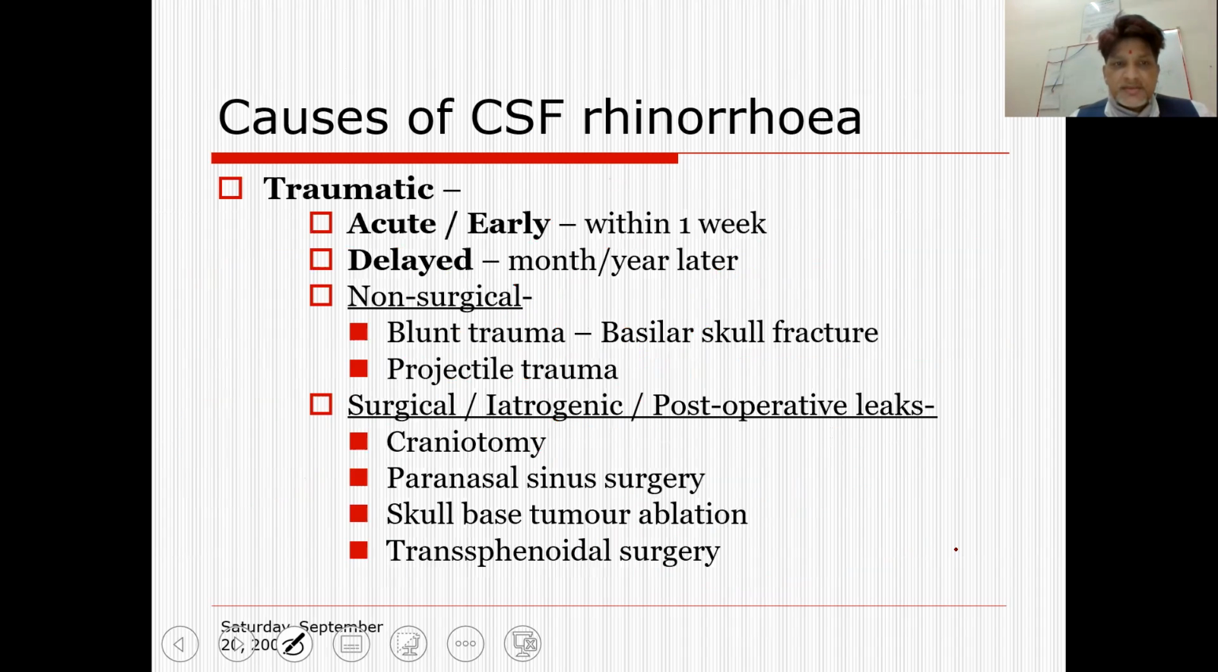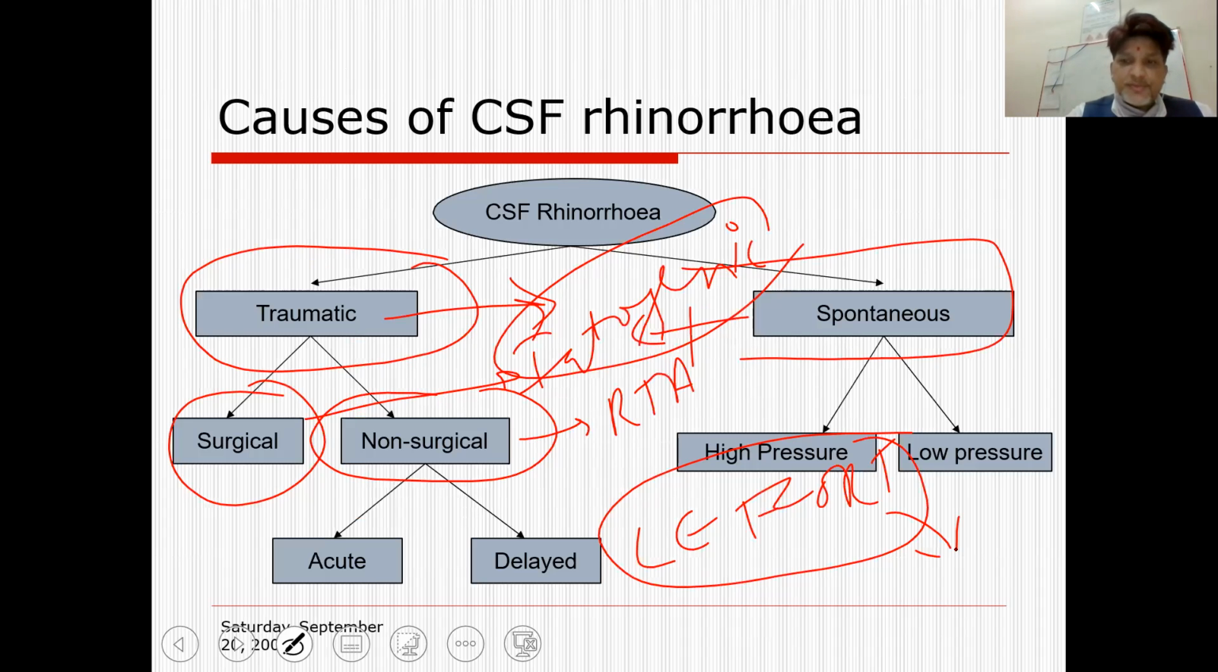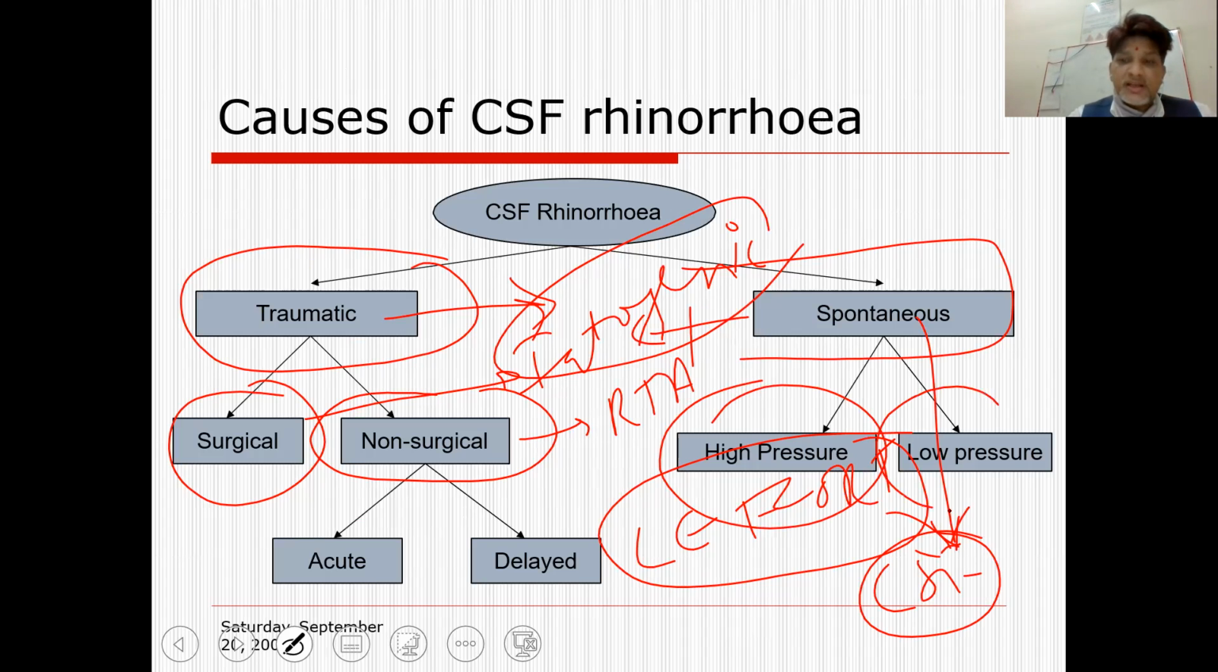So this spontaneous class of CSF leak is an interesting presentation, because there is no trauma in these cases, and these patients present with the dripping of a clear fluid from the nasal cavity. Many of these patients have a high CSF pressure, but it can also occur with a normal pressure, or even a low pressure of the CSF.